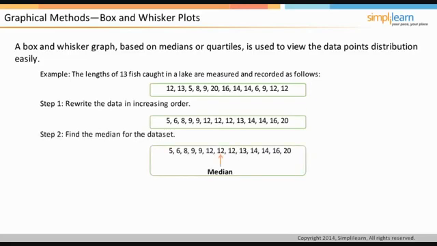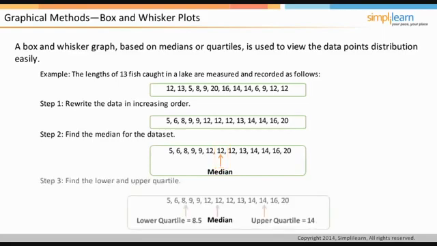Next, find the median. As there is an odd number of data entries, the median is the number in the middle of the data set, which, in this case, is 12. The next step is to find the lower median or quartile. This is the median of the lower 6 numbers. The middle of these numbers is halfway between 8 and 9, which would be 8.5.